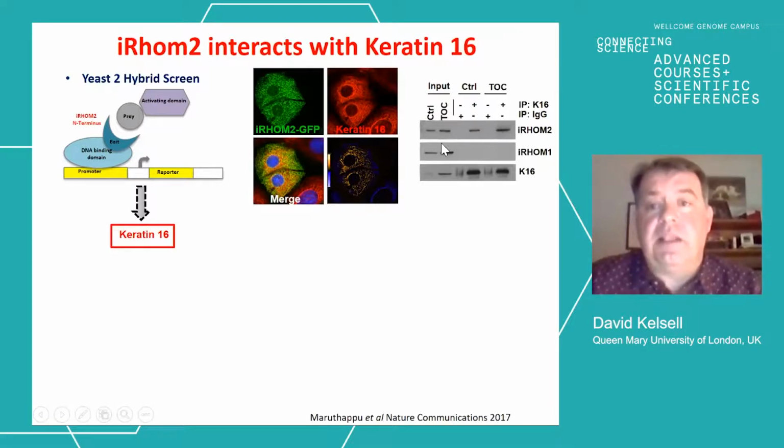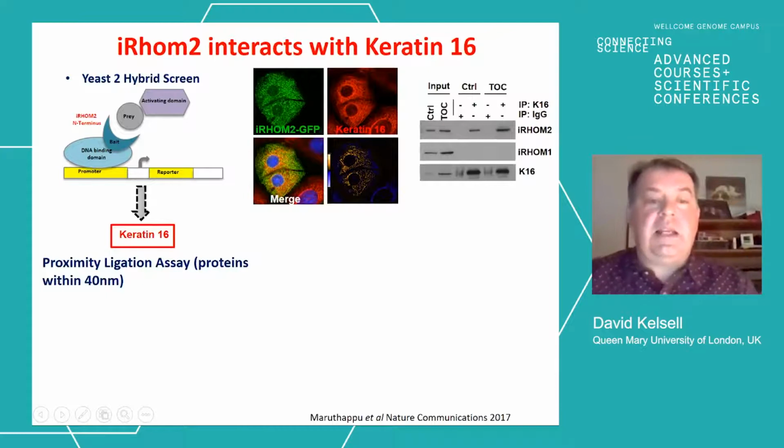Another way of visualizing this is to do an immunoprecipitation. So basically, we pull down keratin 16, and then perform Western blot with iRhom2 and its close gene member iRhom1, and you can see that iRhom2 but not iRhom1 can interact with keratin 16. And note there is much more interaction in TOC keratinocytes between these two proteins than in control.